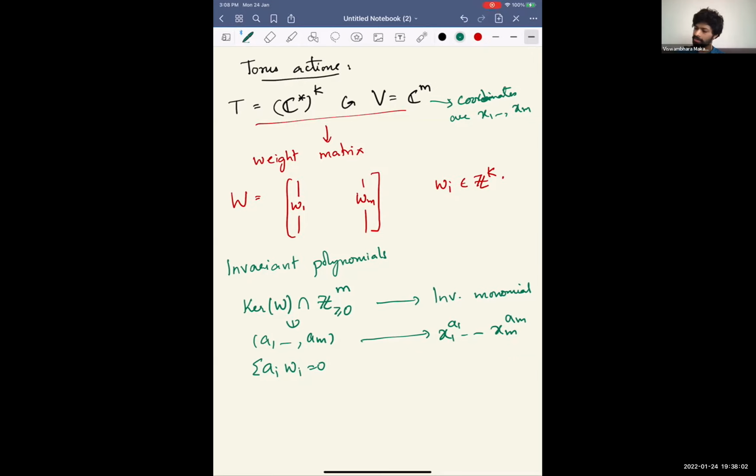Okay. And if you understand, this thing here is a semi-group. And so generators of the semi-group will correspond to generators here.